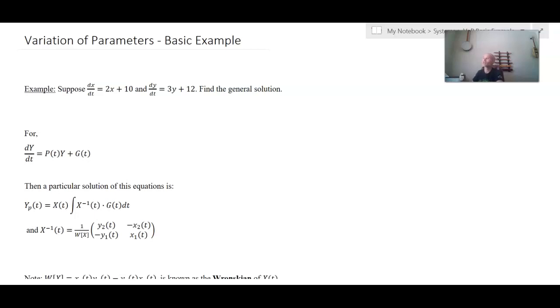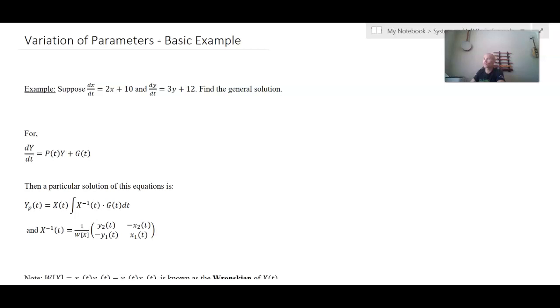We're now prepared to take a look at an example of using variation of parameters to solve a system of differential equations. So this system right here, dx/dt is 2x plus 10 and dy/dt is 3y plus 12, is considered non-homogeneous because of the plus 10 and the plus 12. It turns out that it's a completely decoupled system, so we could solve it using the standard method of integrating factors on each equation. Neither equation depends on the other dependent variable, but we're just going to demonstrate that this method works.